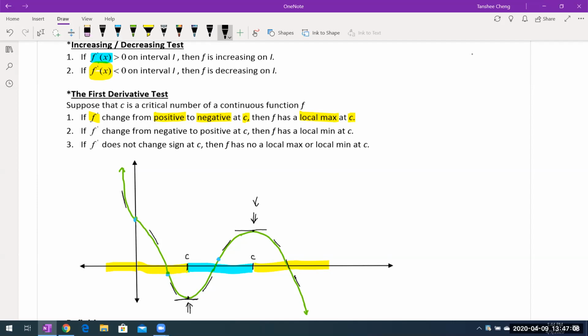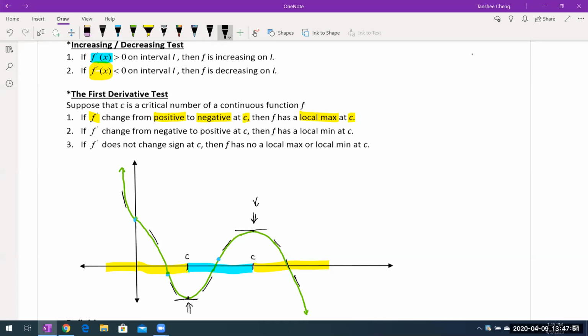See from here, you can see that at this critical number, the slope of the tangent line is positive on the left-hand side. And then once it passes this critical number, the slope of the tangent line is what? Negative. So that implies in the first case right here, the derivative function value is changing from positive to negative at that particular critical number C. Then we call that critical number a local maximum on the original function. Follow?